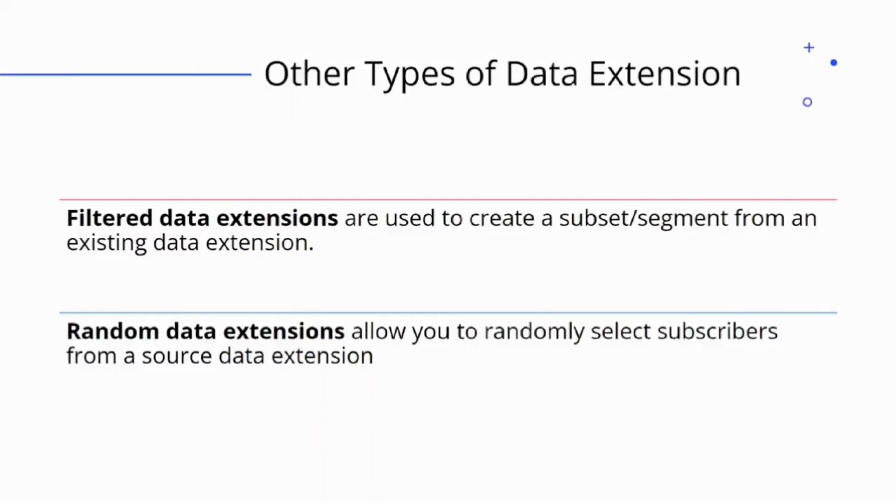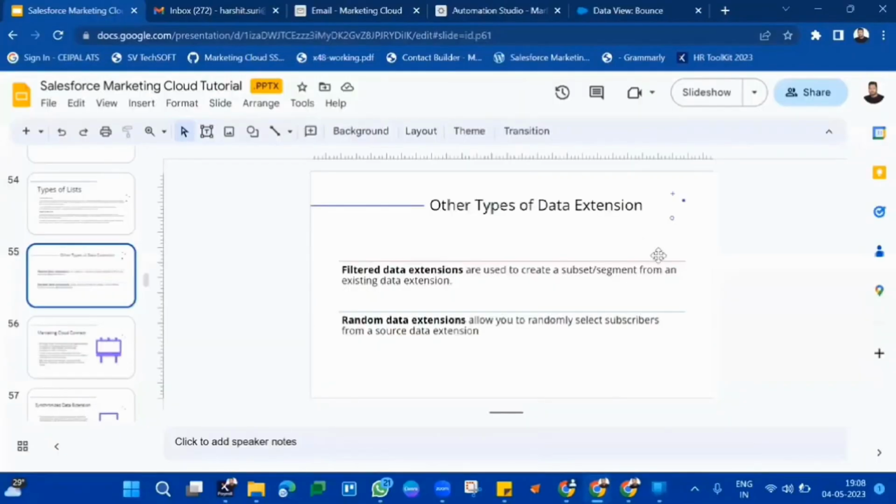Various types of data extensions in Marketing Cloud. One data extension we have already created, and that is the standard data extension. Standard data extensions are created from scratch, but there are two other types of data extensions as well, which are known as filtered and random.